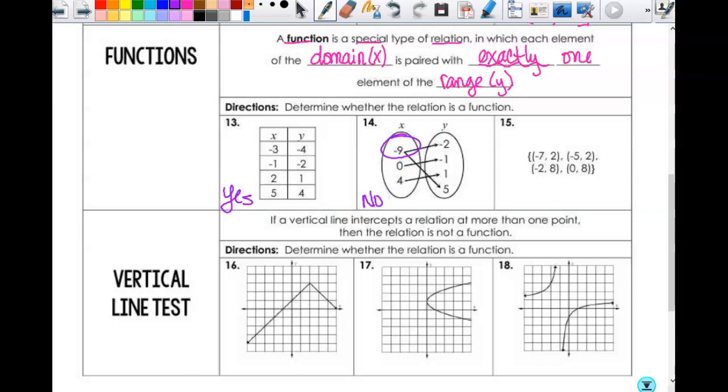So you look at 15. Is 15 a function? Yes, the 8 repeats. That's a y, so that's fine. It's still a function. Okay.